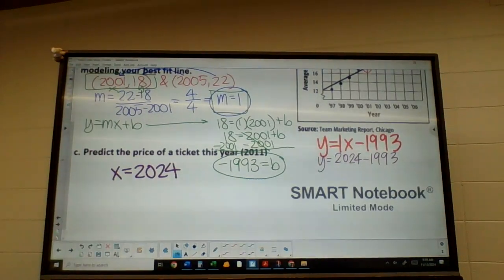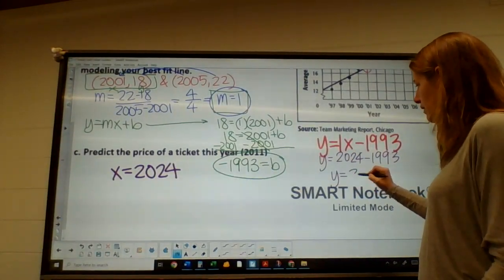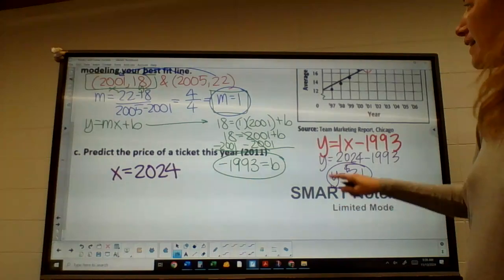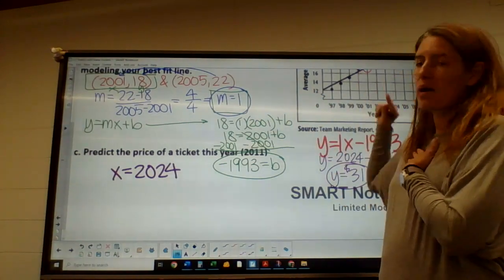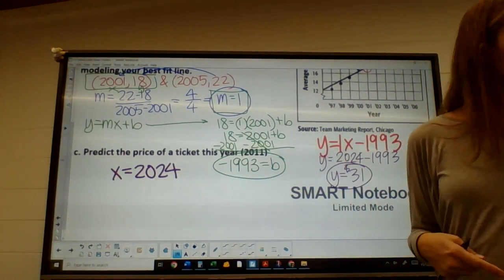And we should be able to do that. So the price of an average ticket is $31. And that's probably not that far off. And again, going up by $1 a year probably makes sense. So $31 is probably pretty reasonable.